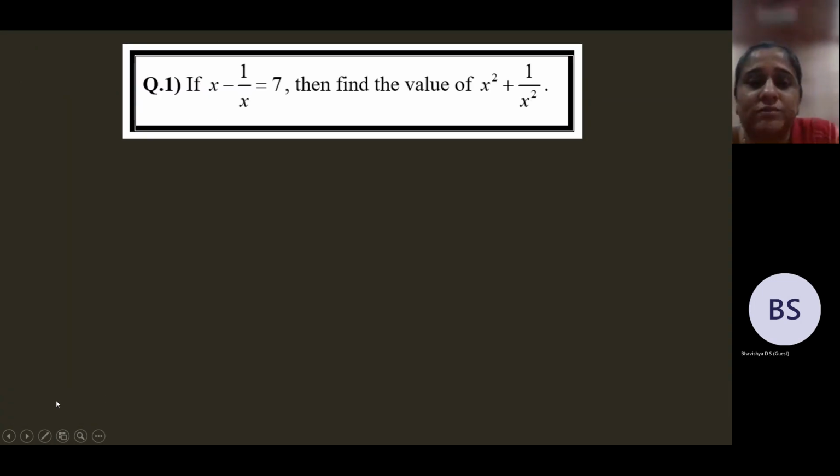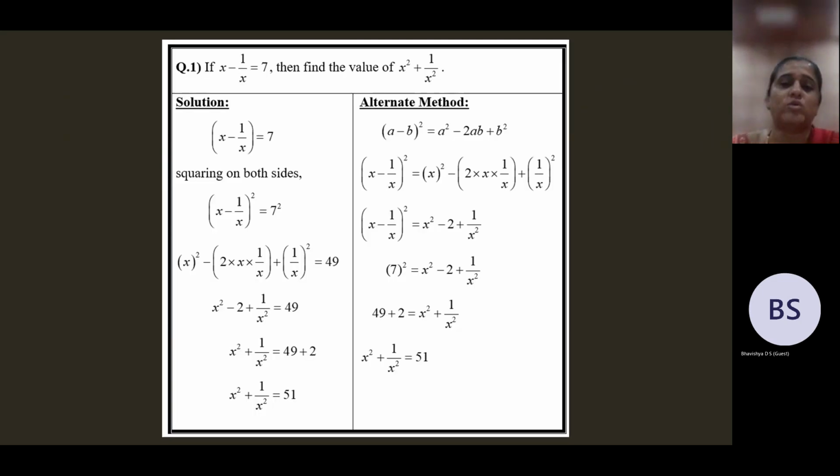Yeah. So this is the first one. We are given the value of x minus 1 by x. It's 7. And with the help of this value, you need to find the value of x squared plus 1 by x squared. So you simply have to square on both the sides.